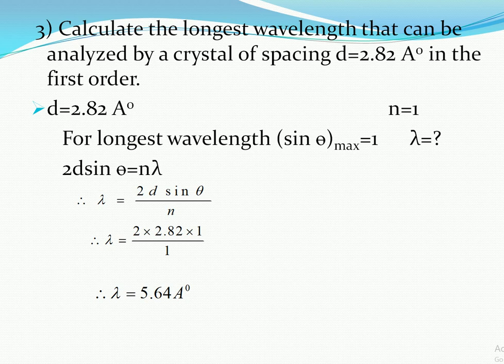Again the same formula we have to use here, 2d sin theta is equal to n lambda, and therefore lambda is equal to 2d sin theta by n, and therefore lambda is equal to 2 into the value of d is 2.82 into sine of theta is 1 and n is equal to 1. By calculating it, we get lambda is equal to 5.64 Angstrom.